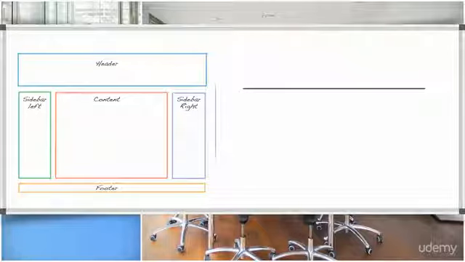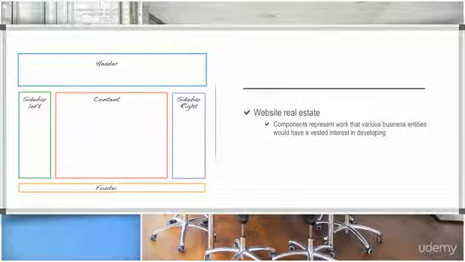For example, let's use a project to redesign a web page. Real estate or space on a web page comes at a premium, and components of the page represent work that various business entities would have a vested interest in developing, and thereby a stake in the overall project. So for each component of the web page, there could be a set of stakeholders that can impact the success or failure of the project.